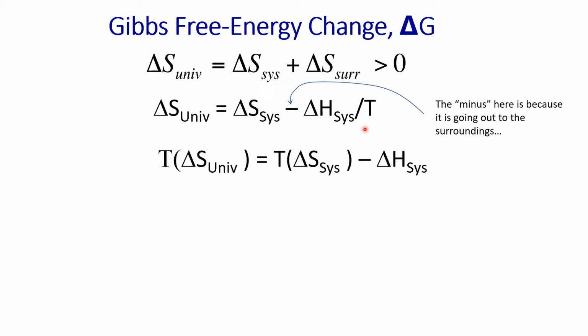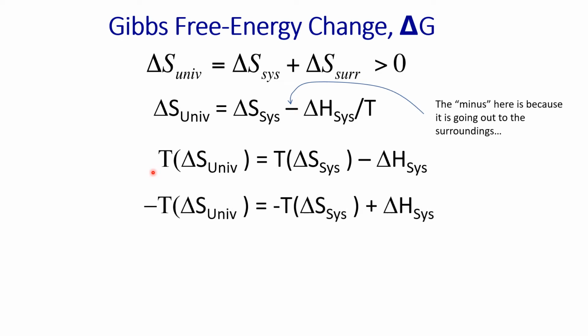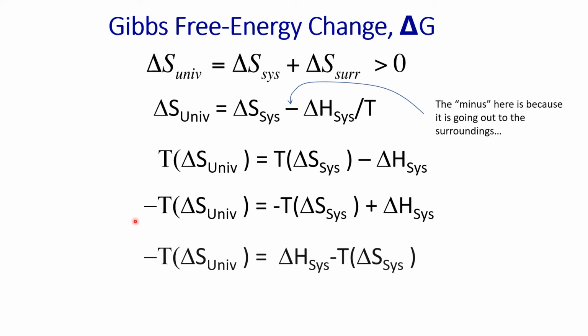Okay, now algebra shenanigans again. I'm going to multiply this whole thing through by T, right? So when I do that, this T on the last term cancels out, and we get a T on this term and a T on this term, okay? Then I'm going to multiply through by the negative here. So there's my negative going through. And then rearranging.